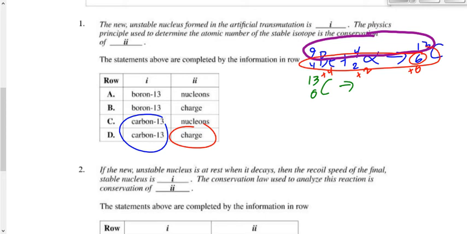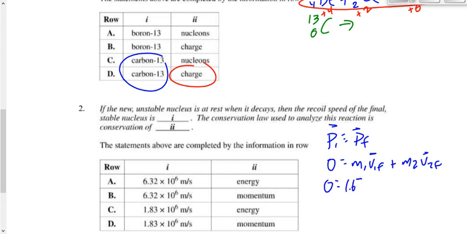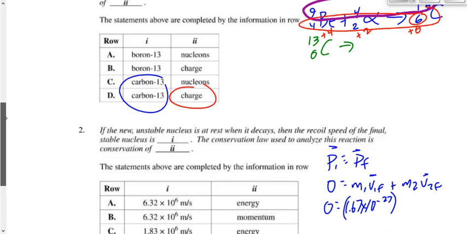Okay, number 2 says, if the new unstable nucleus is at rest when it decays, then what's the recoil speed of the final stable nucleus? So we got this carbon-13 that's at rest. It decays into an unstable nucleus and this neutron. We're going to say, I think, conservation of momentum. Pi equals Pf. The initial momentum of the carbon-13 would be 0. The final momentum would be m1 v1f plus m2 v2f. We're going to say this one's the mass of the neutron times the velocity of the neutron, which I think was given to me up here. 2.18 times 10 to the 7.